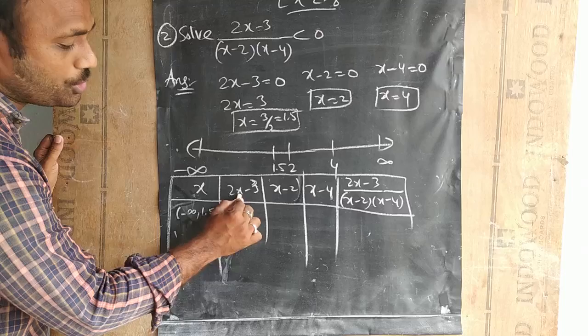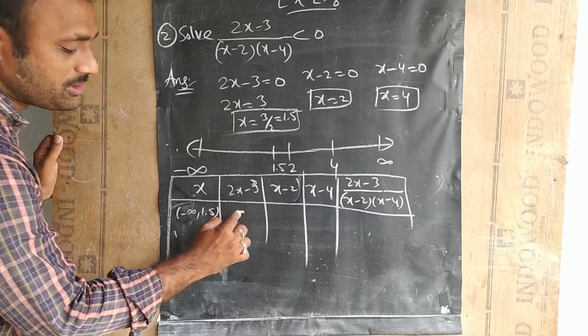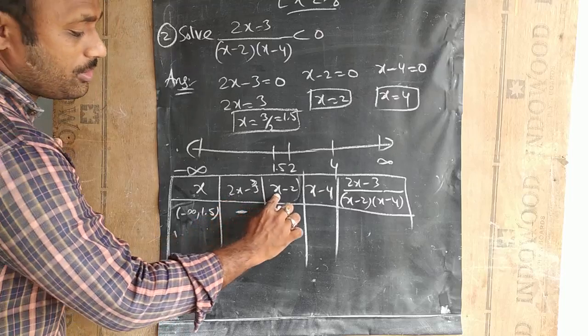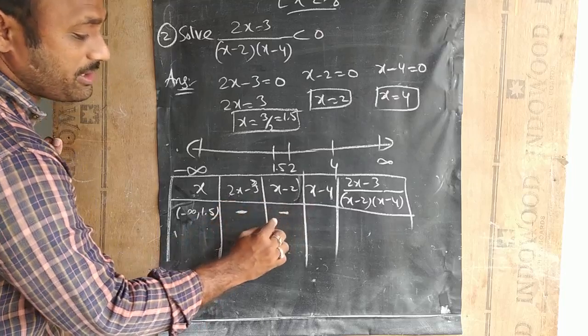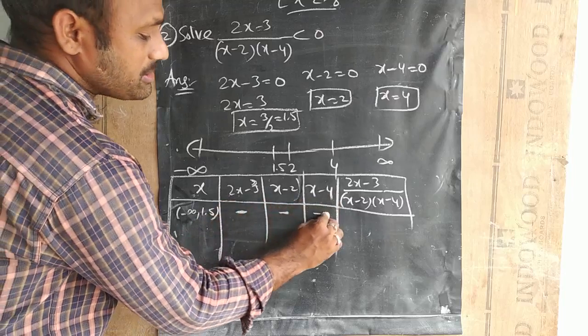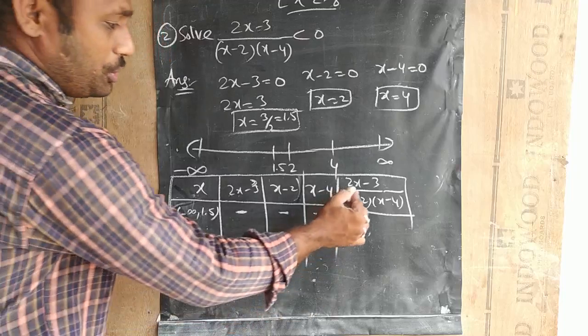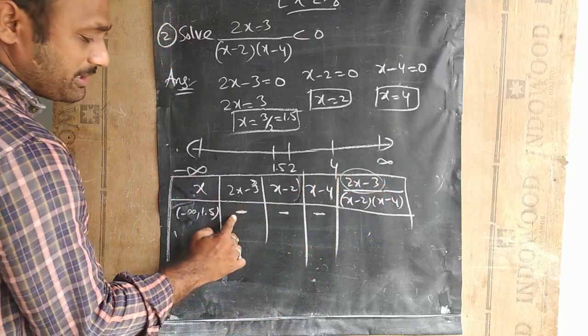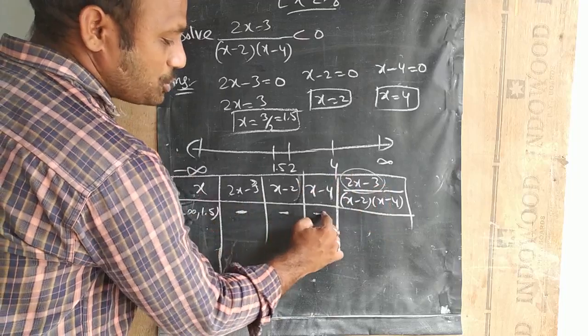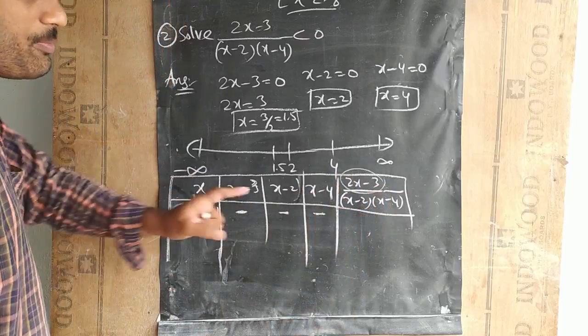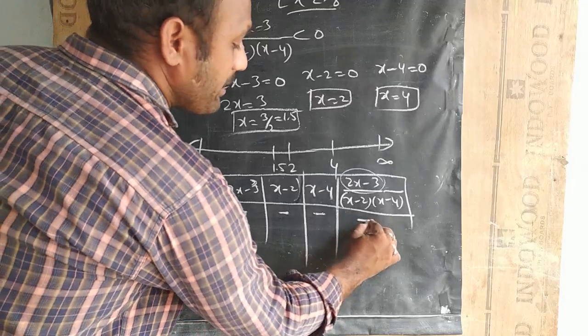So 2 ones are 2, 2 minus 3 is minus 1, so the symbol is minus. 1 minus 2 is minus 1, the symbol is minus. 1 minus 4 is minus. So in the numerator you get minus, and in the denominator you get minus into minus, which is plus. So minus by plus, the answer will be negative.